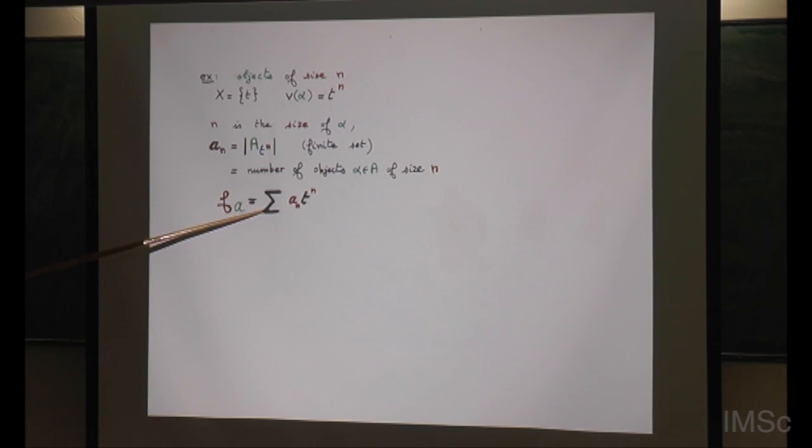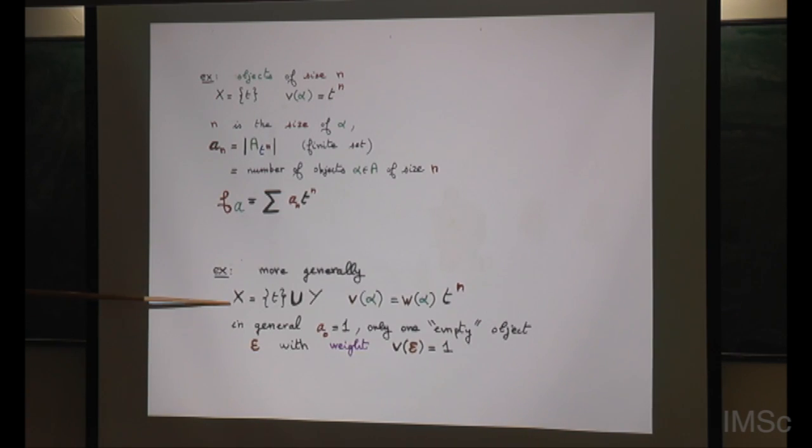So I have this generating function, where a_n is the number of elements in capital A with size equal to n. Even if there is no size at all, no number of points, there is just an abstract definition of the weight.